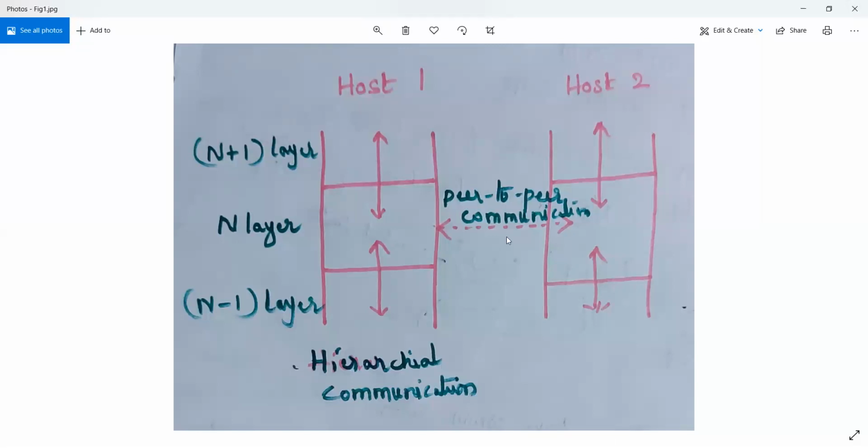Next, what is peer-to-peer communication? It is the communication that takes place between the same layers of different machines. Here is layer 2 and here also layer 2, but this layer 2 belongs to host 1 and this layer 2 belongs to host 2. So the communication that takes place between the same layers of different machines is called peer-to-peer communication, and the communication that takes place between different layers of the same machine is called hierarchical communication.